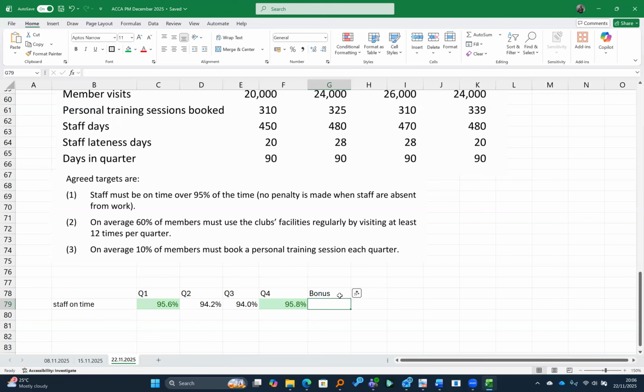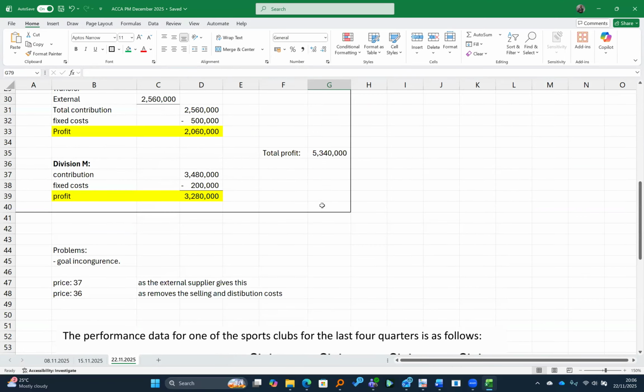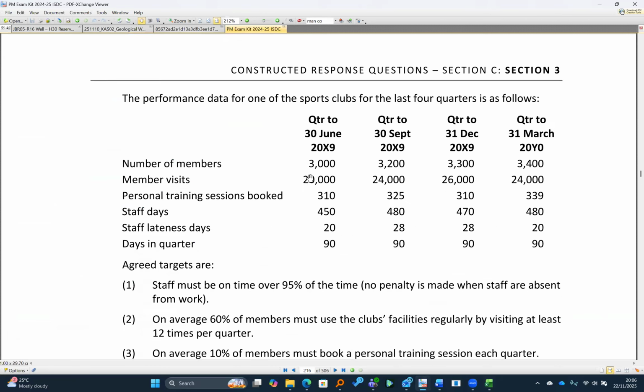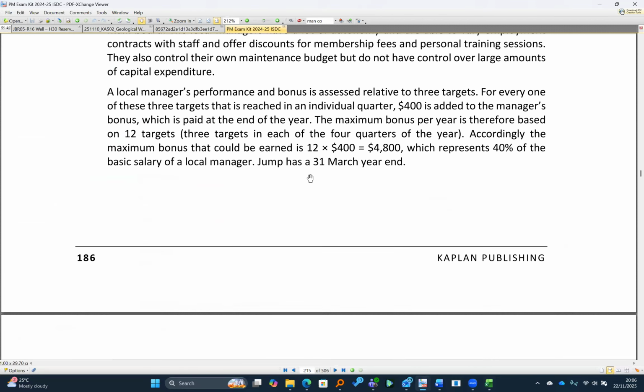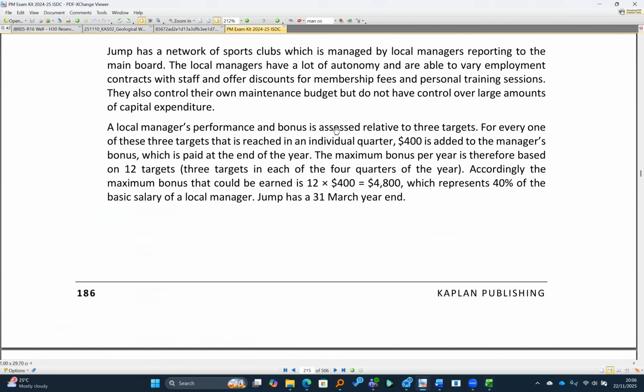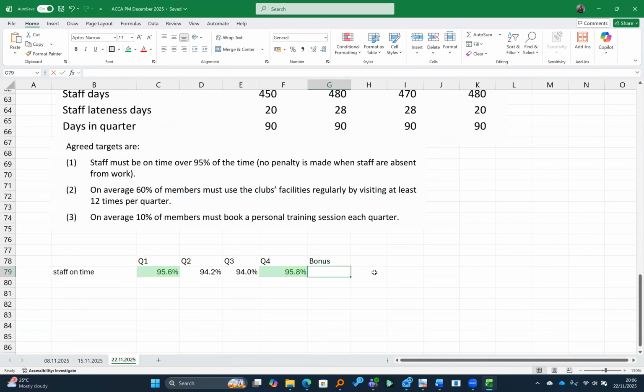Now, we can put here a column for bonus. Remember, bonus is 400. If we go back to this, they're saying that for every one of these three targets that is reached in a quarter, they give 400. So means that here the bonus will be 400 times 2 because it was made twice.